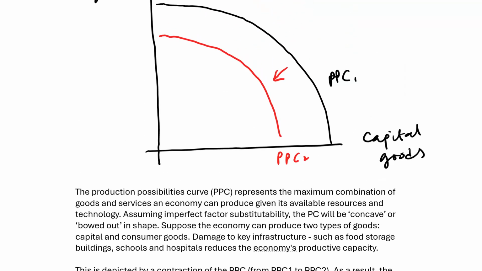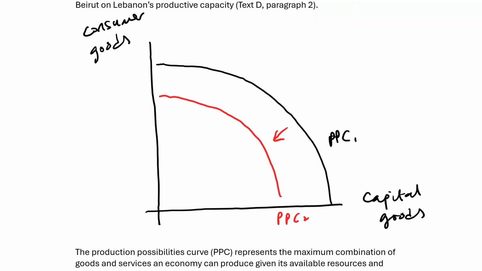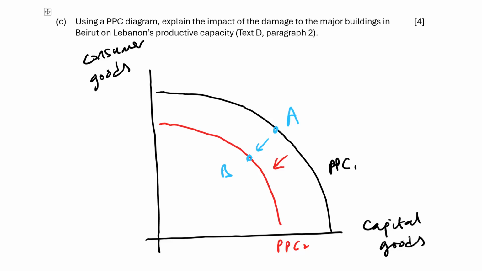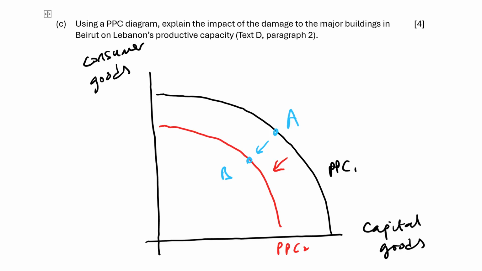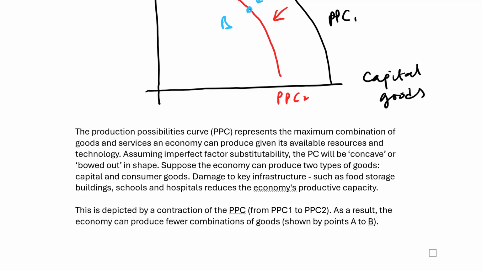And again, I've just realized I haven't really shown these two points. So we just pick any two points on the PPC and go, well, look, this is point A and let's say this is point B. And that kind of shows us the reduction in the combination of these two things that the country can produce. Okay, so once again, this one's a 4 marker. You probably get a couple of marks for correctly drawing the diagram, and then another couple of marks for the exposition, or the explainy bit. Cool.